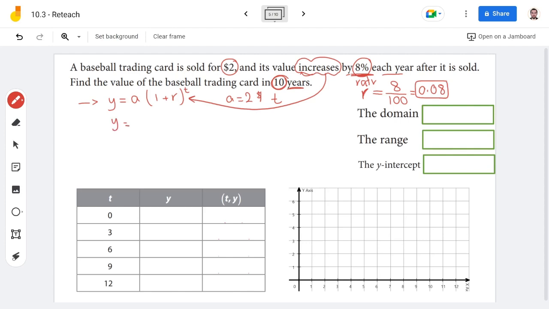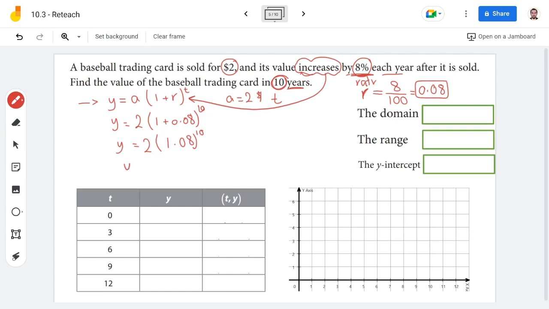Now, let's write the equation. y is equal to a, which is 2, times (1 plus 0.08) to the power of t, which is 10. Now, to find the answer of this function, let's simplify the thing inside the bracket. 1 plus 0.08 is equal to 1.08 to the power of 10.